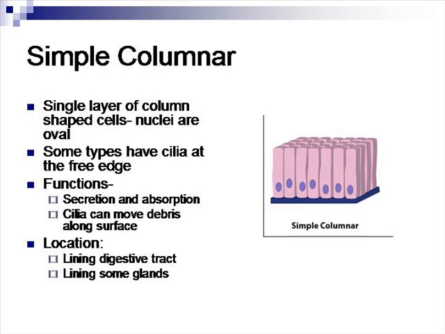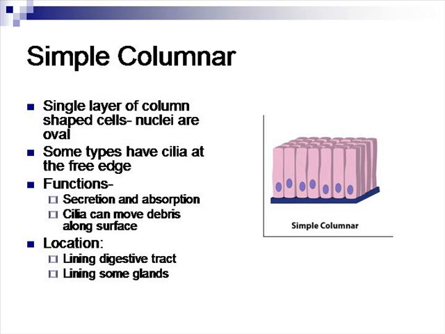The next type of epithelial tissue in the body are simple columnar cells. Simple columnar cells are a single layer of very tall shaped cells that are almost column shaped. The nuclei in a simple columnar cell is oval shaped. There are some types of simple columnar cells that have cilia at the top, which are very small finger-like projections.